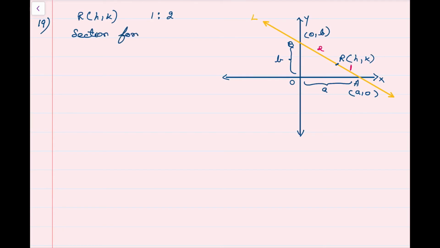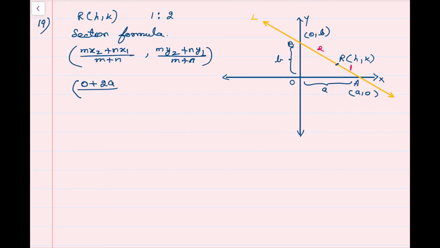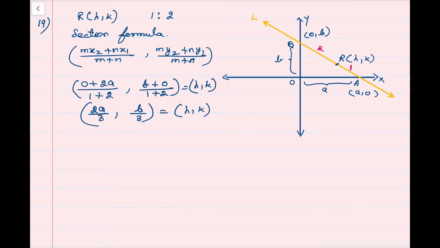Using the section formula, (mx2 plus nx1) divided by (m plus n) and (my2 plus ny1) divided by (m plus n), we will write the coordinates of R. (1 into 0 plus 2 into a) divided by (1 plus 2), (1 into b plus 2 into 0) divided by (1 plus 2), and this point is given as (h, k). So (2a divided by 3, b divided by 3) is (h, k). Let us equate the x and the y coordinates. 2a divided by 3 is h and b divided by 3 is k. Therefore, a is 3h divided by 2 and b is 3k. So we got the intercepts a and b.